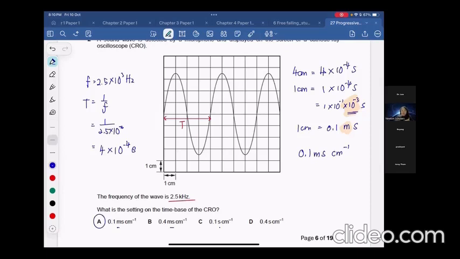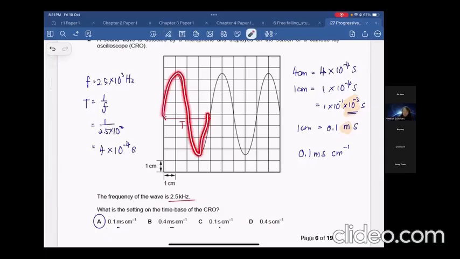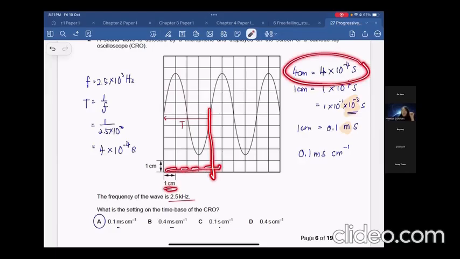Is that clear? 4 times 10 power of negative 4, you need to fit into 4 cm. So each 1 cm actually is 1 times 10 power of negative 4. 1 times 10 power of negative 4 actually is 0.1 millisecond. Okay, here I repeat again. Because I know this is one complete wave, it took 4 cm to fit this one complete wave. The 4 cm is 1, 2, 3, 4. One complete wave, 4 cm. The period is 4 times 10 power of negative 4.